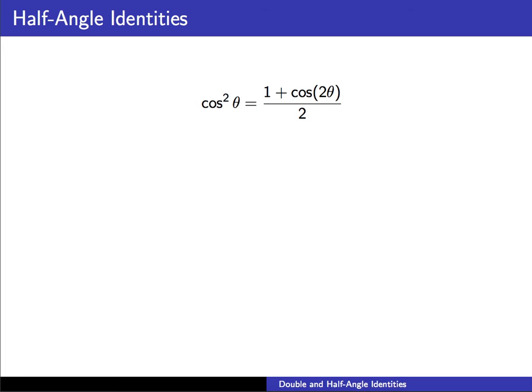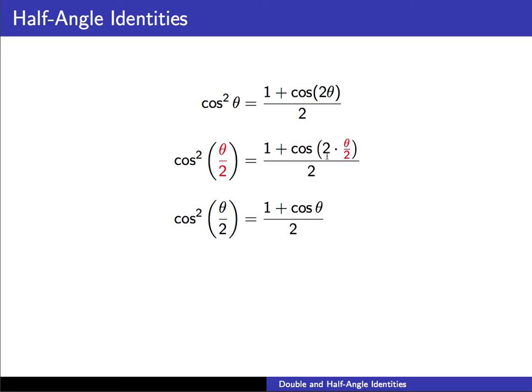Here we have our power reduction identity for cosine squared, and if we evaluate it for theta over 2 instead of theta, what we get on the right-hand side is 1 plus the cosine of 2 times theta over 2, which is just theta. So cosine squared of theta over 2 is 1 plus cosine of theta all over 2. Then we can just take the square root of both sides, noting that we have the positive or negative based on where theta over 2 ends up.